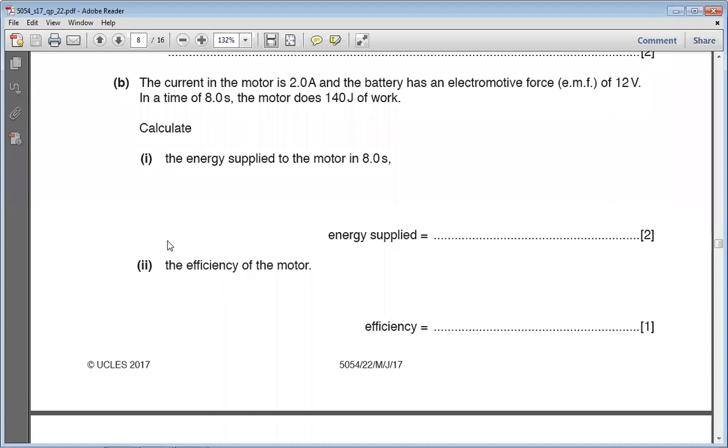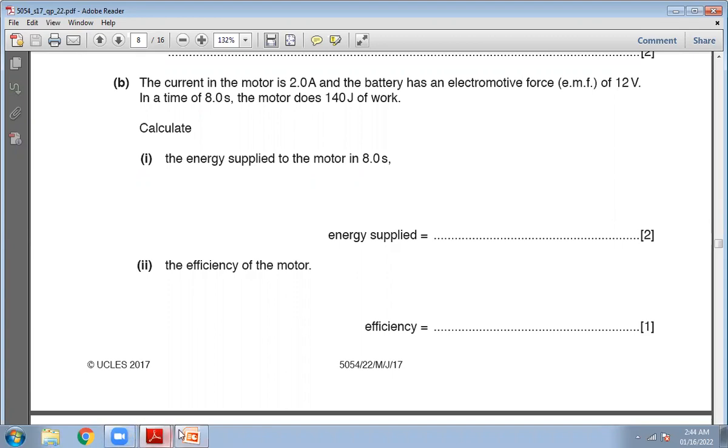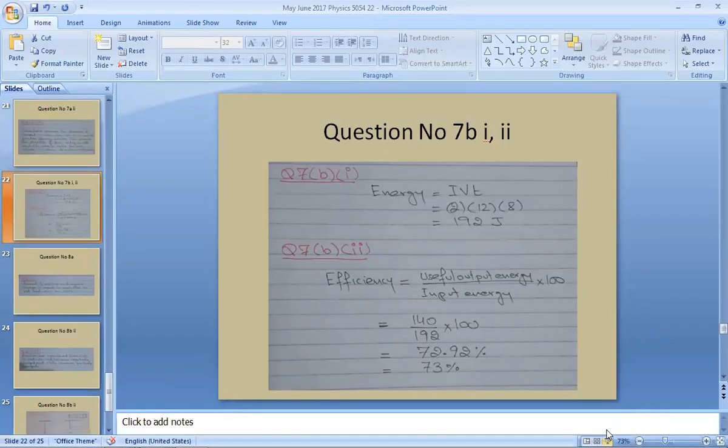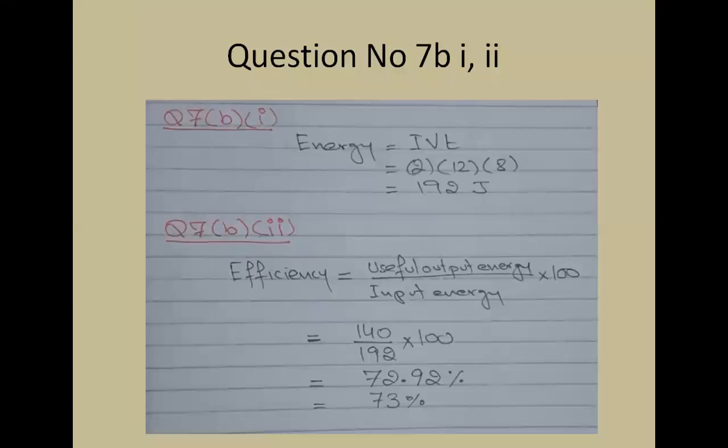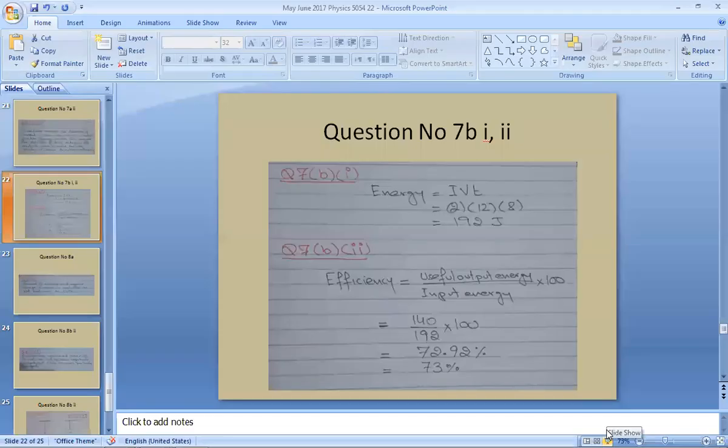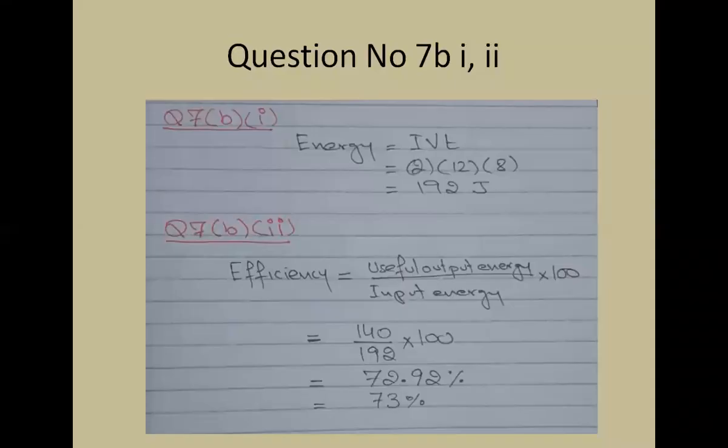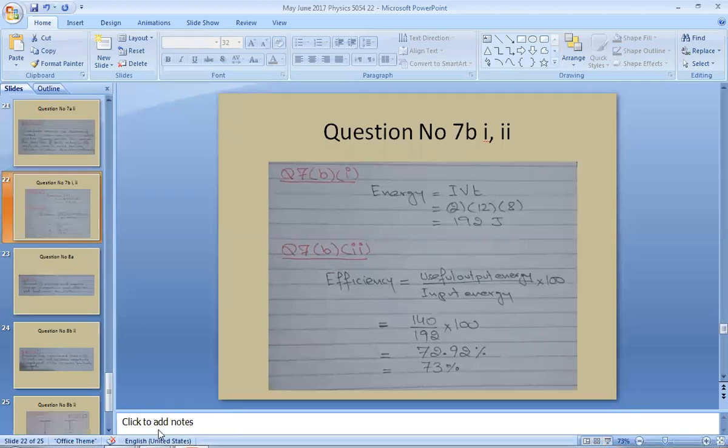The second part of B, he says, find the efficiency of the motor. You know, the formula for the efficiency of the motor is useful output energy divided by input energy, multiplied by 100. Useful output energy is the work done by the motor, that's 140 joules. Input energy is what we just calculated in the upper part, 192 joules, multiplied by 100. When you enter these values in the calculator, the answer you get is 72.92%, which is 73%. Hopefully you understand this numerical, a very famous, frequently asked concept. Okay, so let's move to the next part.